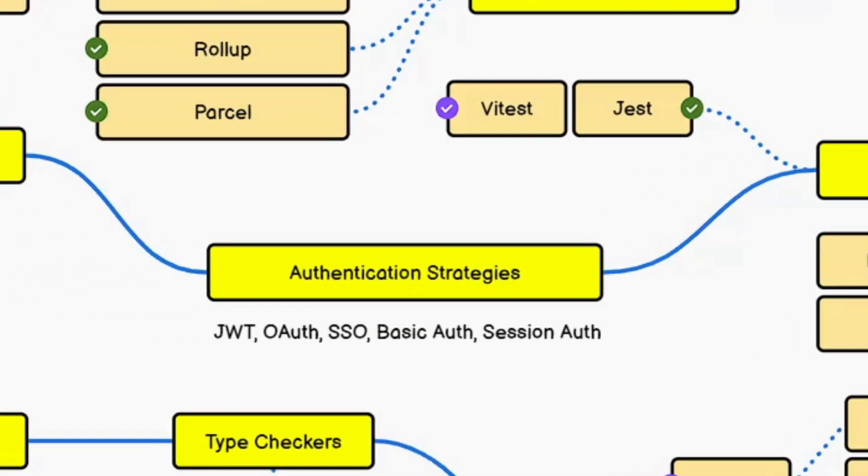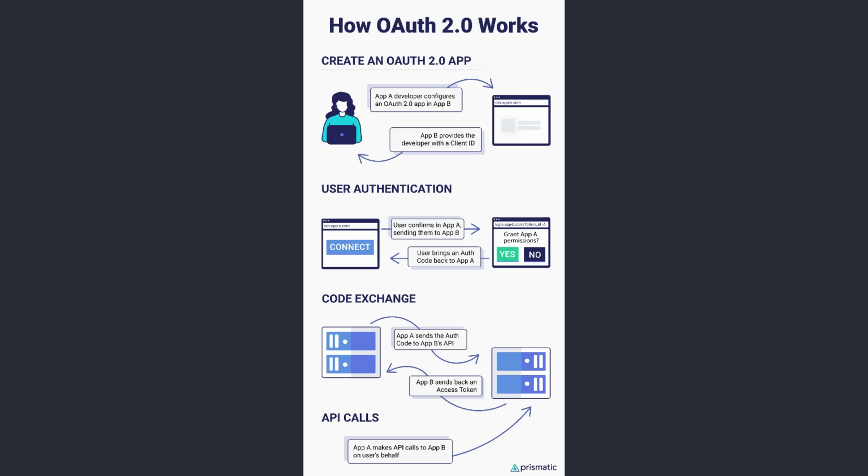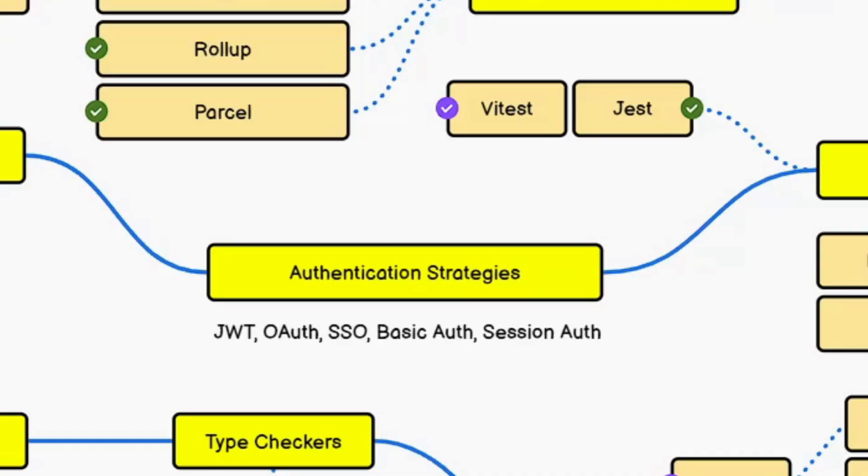When building secure applications, authentication is key to ensuring that only authorized users can access certain resources. There are several popular methods to handle this. JSON Web Tokens is a widely used method where the server generates a token after the user logs in. OAuth is an authorization protocol that allows third-party services, like Google or Facebook, to handle the authentication process. SSO enables users to log in once and gain access to multiple applications or services without needing to authenticate again.